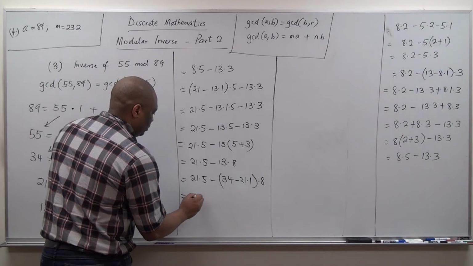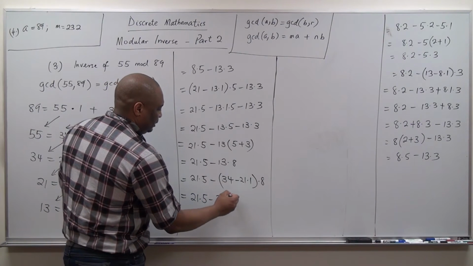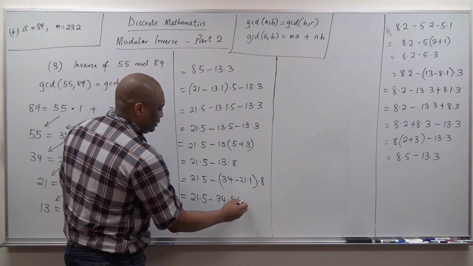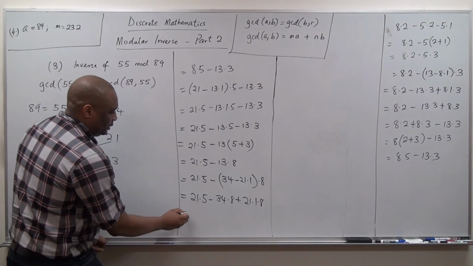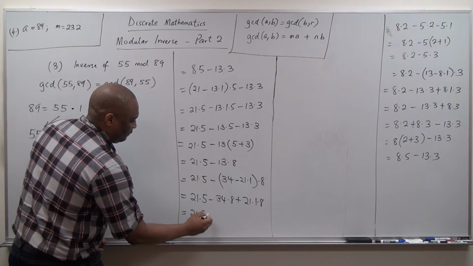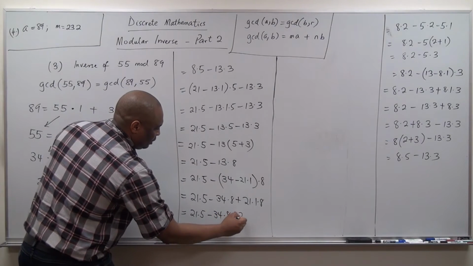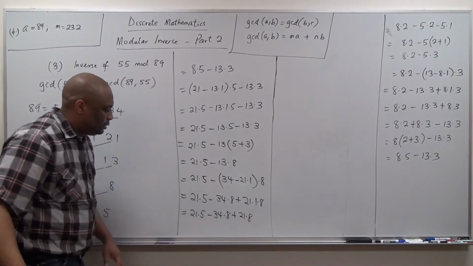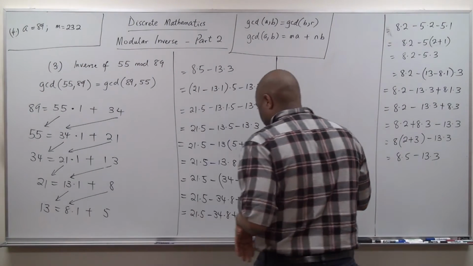So this will be equal to 21 times 5 minus 34 times 8, then minus times minus is plus, 21 times 1 times 8. Right? So this will be equal to 21 times 5 minus 34 times 8 plus 21 times 8. So we bring the like terms 21 together.